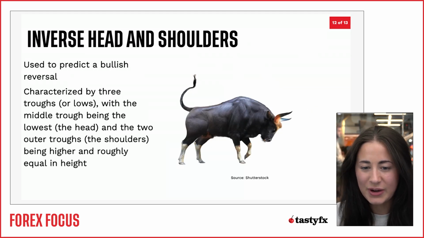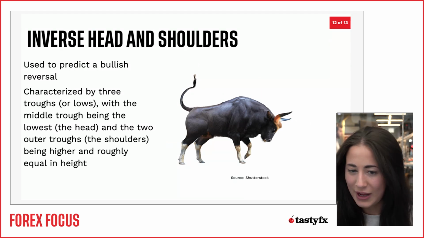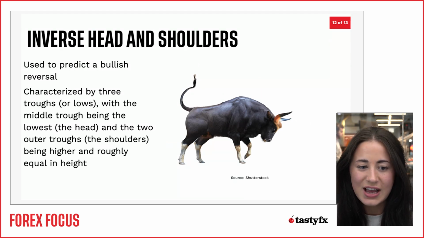Now we've talked about the bearish pattern, and here's the bullish pattern. This is the inverse head and shoulders, and it's characterized by three troughs instead of peaks, with the middle trough being the lowest as the head and the two outer troughs being higher and roughly equal in height.